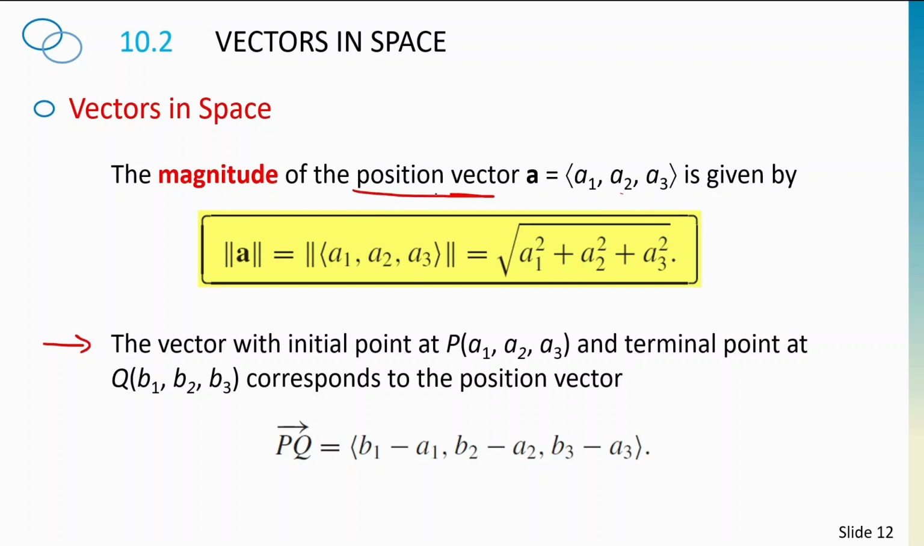It's not ready as a position vector. So I have the 2 points, initial point and terminal point, exactly as what we've done before. I need to subtract terminal minus initial point. It's always terminal minus initial. So B1 minus A1, B2 minus A2, B3 minus A3. Just directly, terminal minus initial.